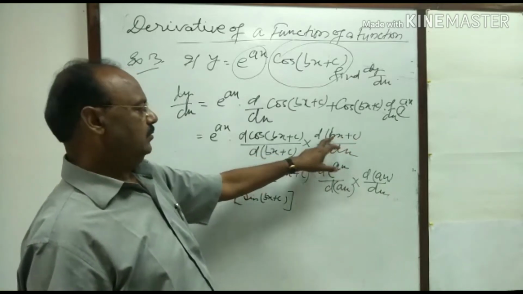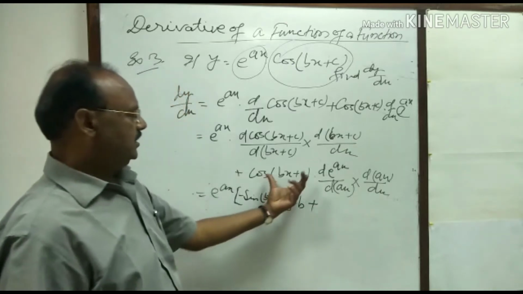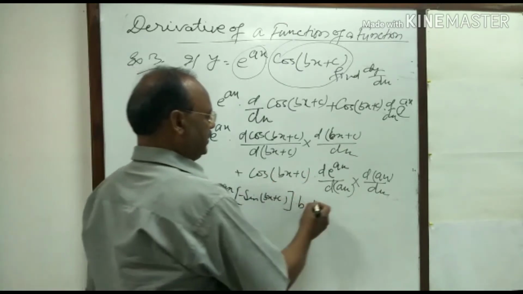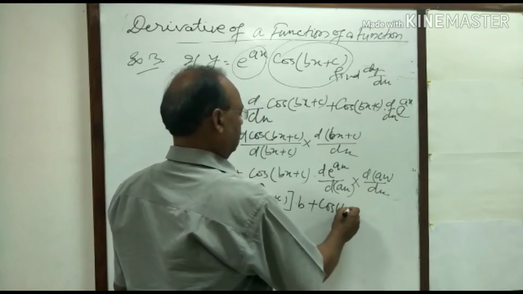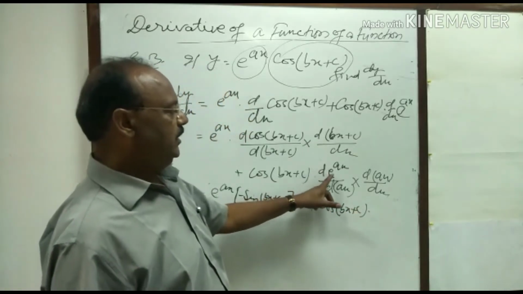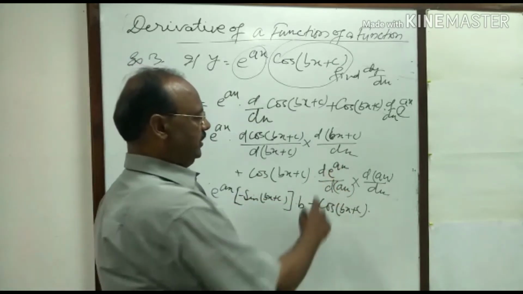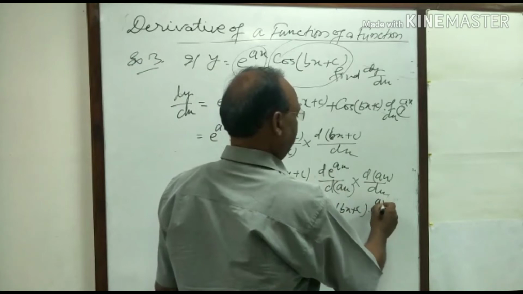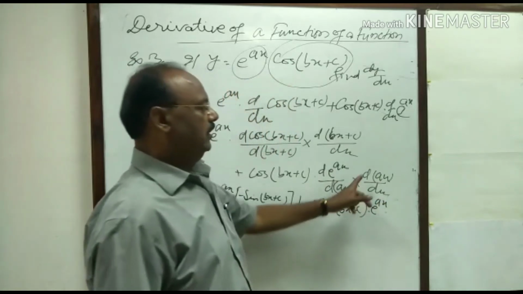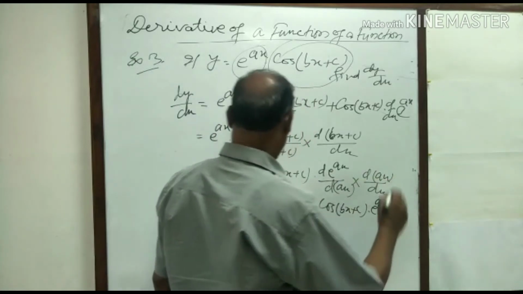So we are getting here b into b plus, from the second term we will write here cos of (bx plus c) into differentiating e to the power ax with respect to x, will get the same function e to the power ax, and into derivative of ax with respect to x, this will be a.